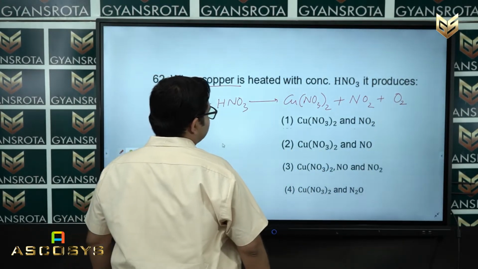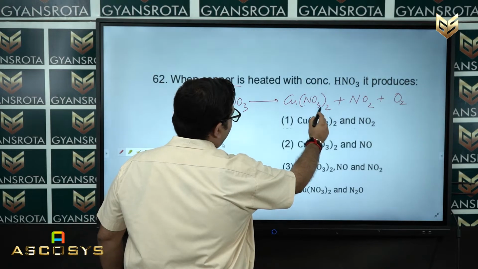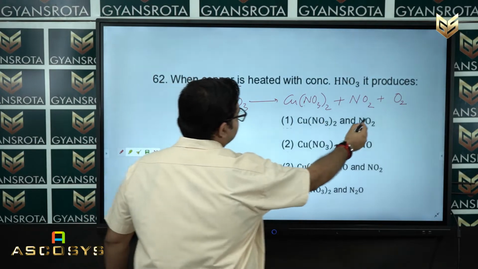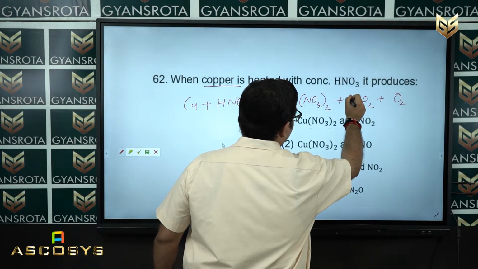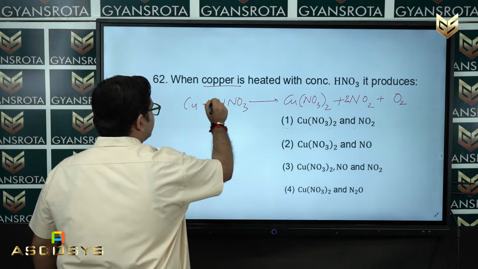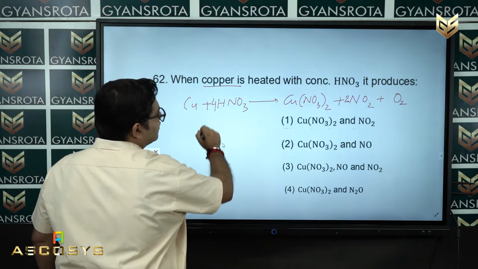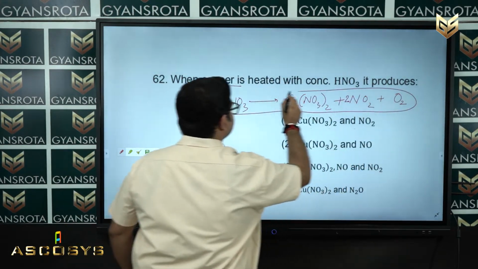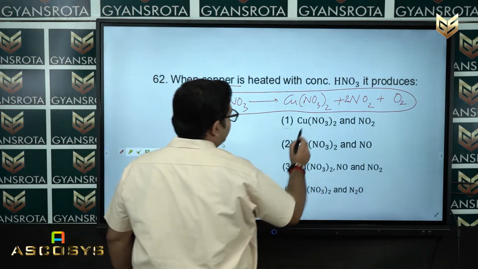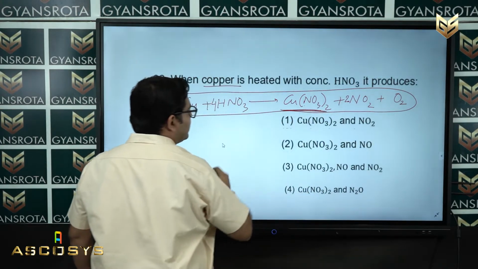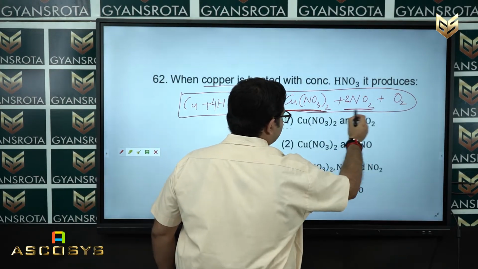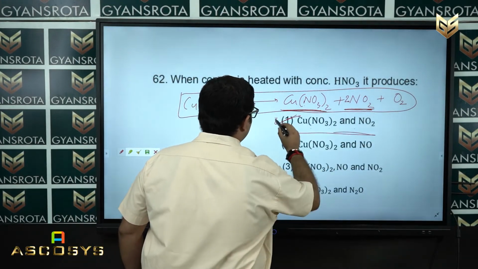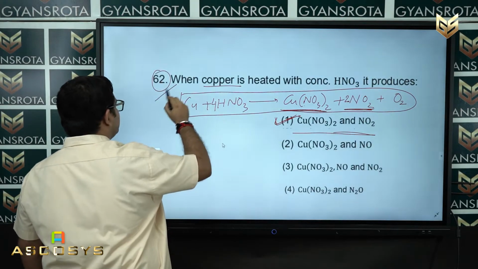Now, if you balance this one, nitrogen is 2 and 6, so it will be 6 plus 4, and 2, it will be coming as 2 nitrogens. Here it will be coming as 4 in total. So this is your balanced equation. What you are obtaining here is copper 2 nitrate and another one is nitrogen dioxide. So option number 1, if you see, is the correct answer of your question number 62.